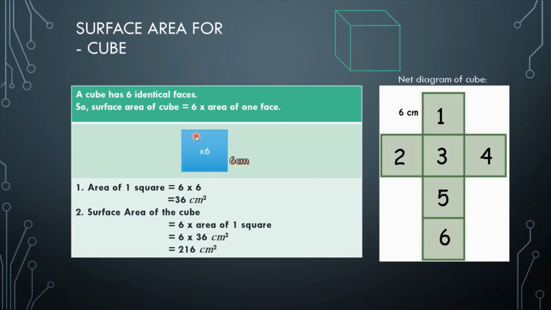So here there is a 6 cross 6 square, and there are 6 identical of them in this net, which is 1, 2, 3, 4, 5, and 6. So the area of one face or square is 6 cross 6, which is 36 centimeters squared. Surface area of the cube is 6 times the area of one square or one face, which equals 6 times 36 centimeters squared, which is 216 centimeters squared.